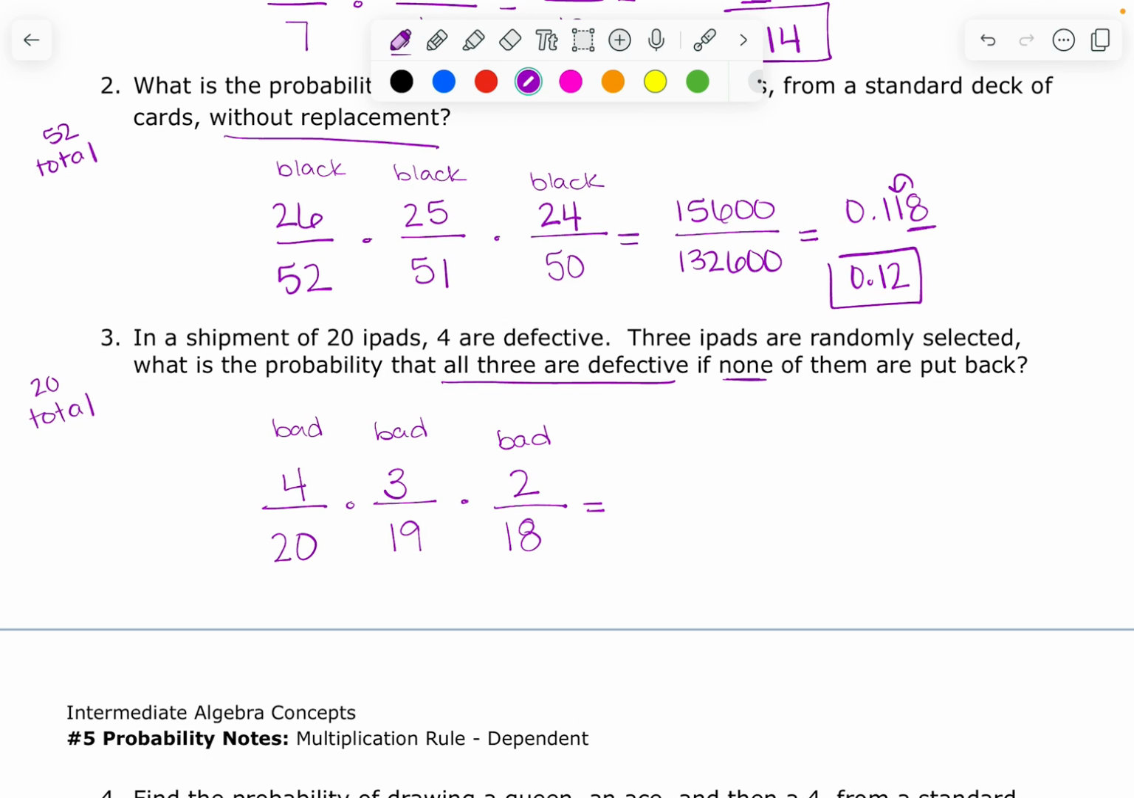So let's go ahead and multiply 4 times 3 times 2. I get 24. 20 times 19 times 18. I get 6,840. At this point, I can go ahead and divide. And it's going to be 0.004. Now, this is one of those special situations. This 4 is going to tell that 0 to stay the same, but I don't want a probability of 0.00. So we're actually going to leave it as 3 decimal places for this one.